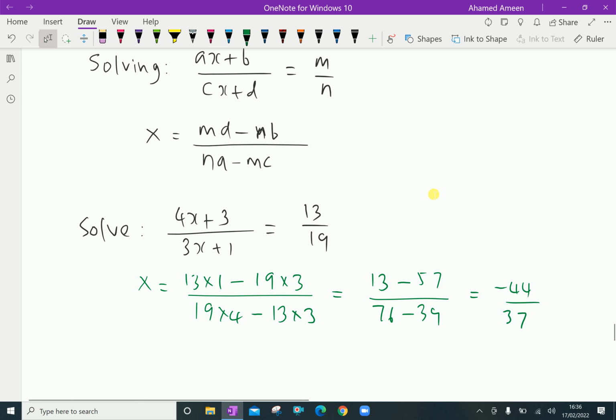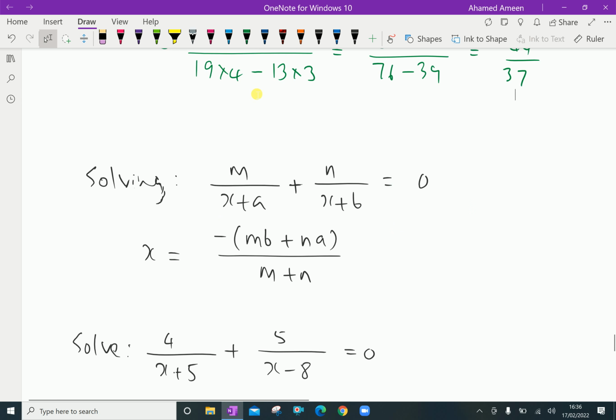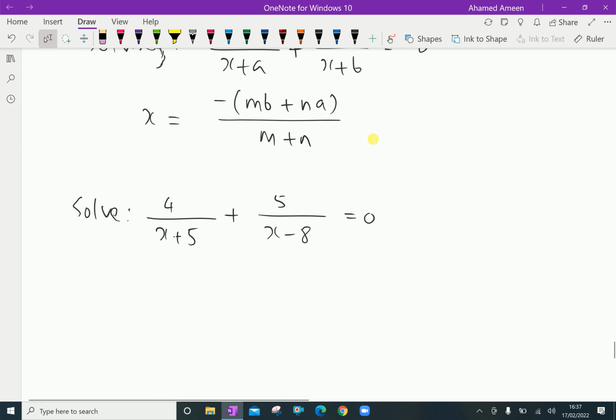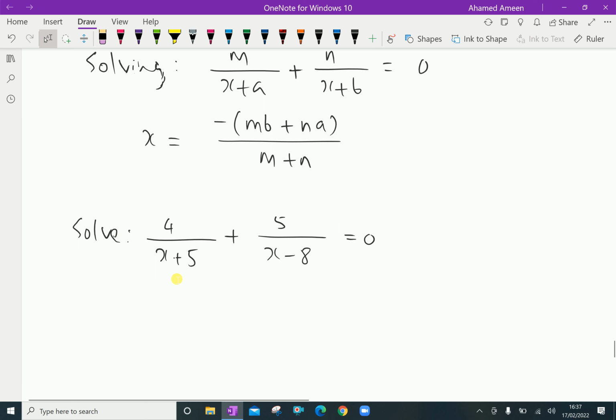Next type, solving M over X plus A plus N over X plus B equal to 0. The solution is minus of (MB plus NA) over (M plus N). Here, by using this technique, you can solve 4 over x plus 5 plus 5 over x minus 8 equal to 0. For this, we write the answer directly.